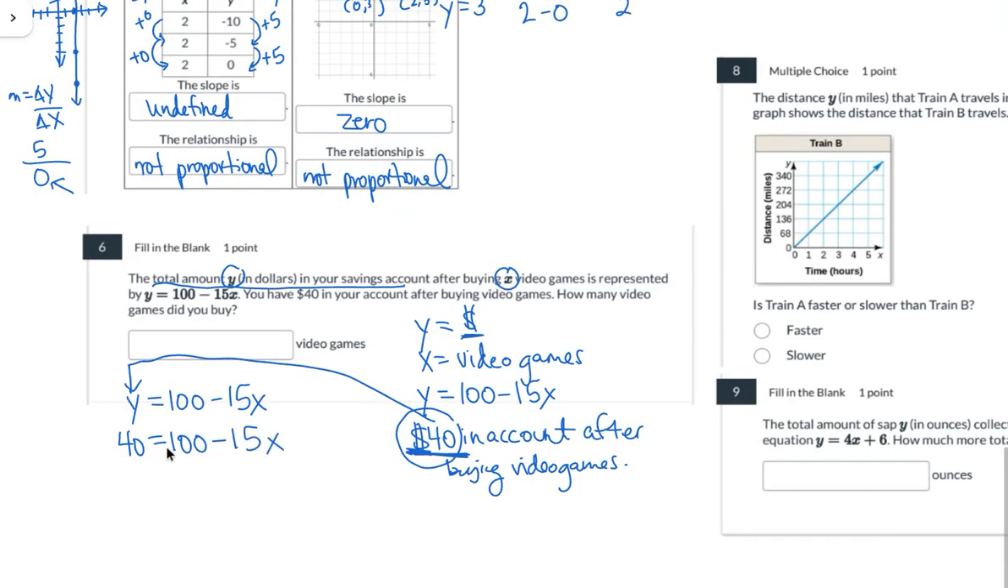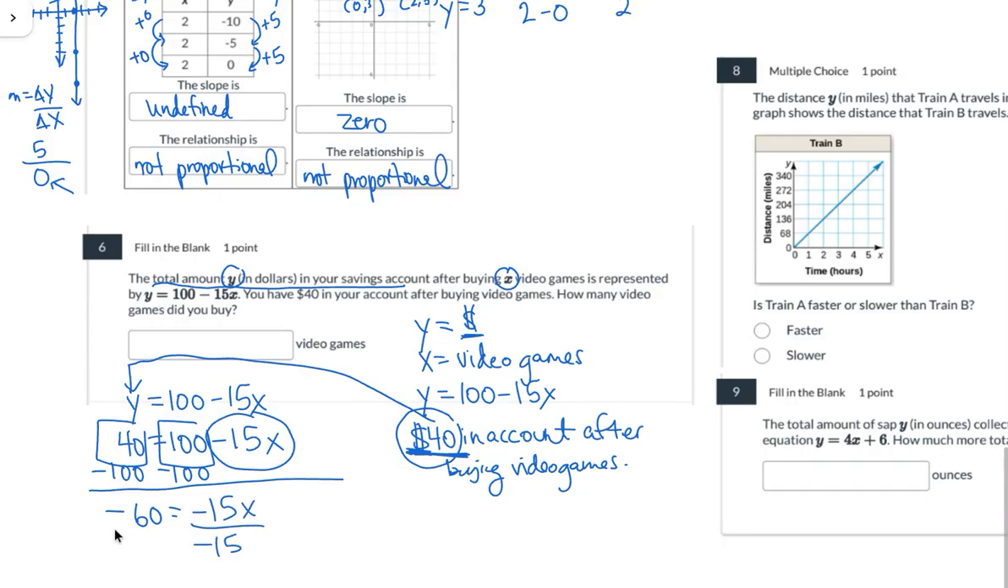All right? So this is where we now need to solve for x, and if you needed to, you could bubble and box, all right? And you could solve for x. So I'm going to go ahead and say minus 100. Okay, so that gives me negative 60 equals negative 15x. Then I would divide by negative 15. And 60 divided by 15 is 4. The negative divided by the negative turns it into a positive. So I'm going to say x equals 4 video games.